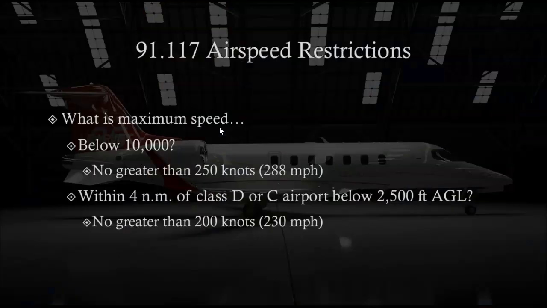Part 91.117 describes airspeed restrictions. Yes, there are speed limits for airplanes. The maximum speed below 10,000 feet is no greater than 250 knots, or 288 miles per hour. Within 4 nautical miles of a Class D or Class C airport below 2,000 feet AGL, or above ground level, the speed limit is 200 knots, or 230 miles per hour.